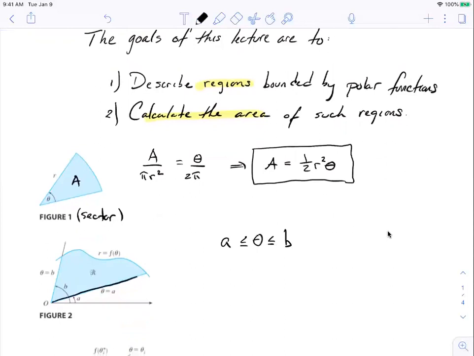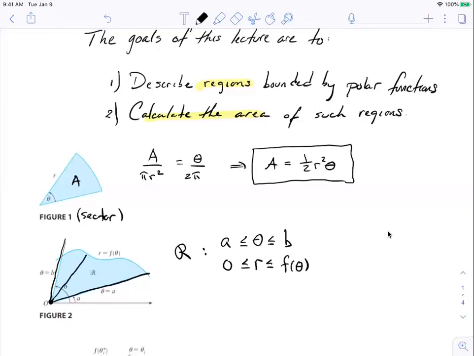That's the ray theta equaling A. This is the ray theta equaling B. And then between those, for any theta value between A and B, the radius is bounded below by 0, you can see that in the picture, but it's bounded above by the graph of the function f of theta. So if I picked a theta between A and B and I start drawing that ray, the radius has to stop when it gets to f of theta. So this describes that region R.